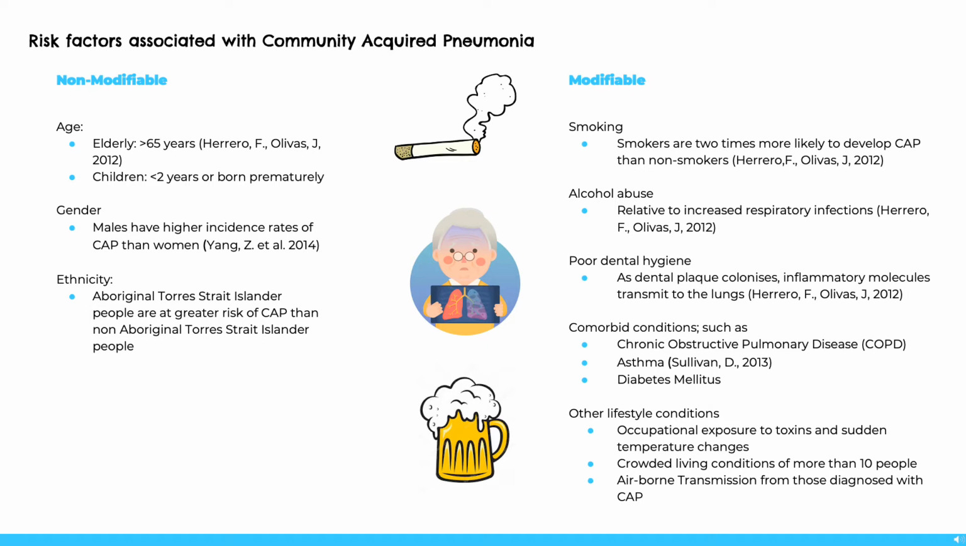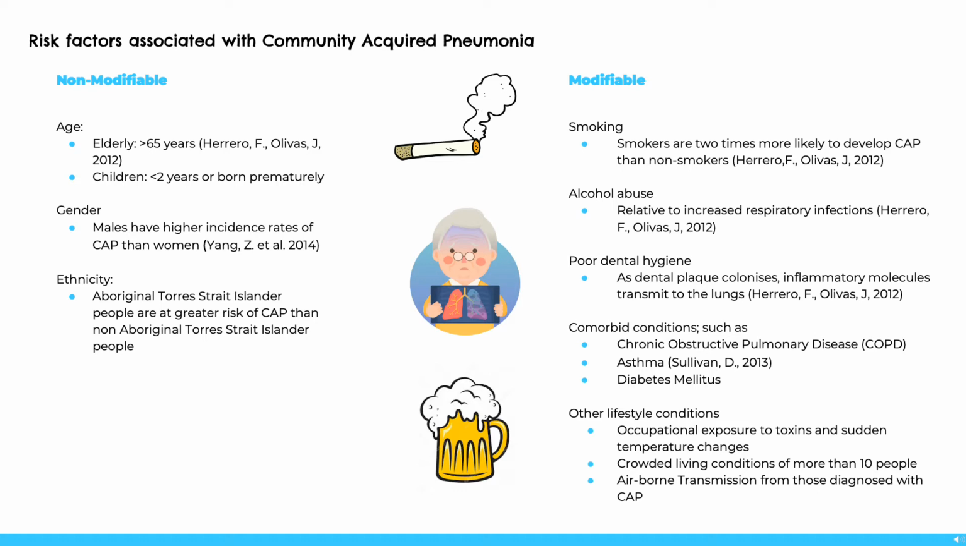Poor dental hygiene is also a risk for community-acquired pneumonia. As dental plaque colonizes, inflammatory molecules such as cytokines can form and thus transmit to the lungs. This stimulates the inflammatory process that occurs in community-acquired pneumonia.